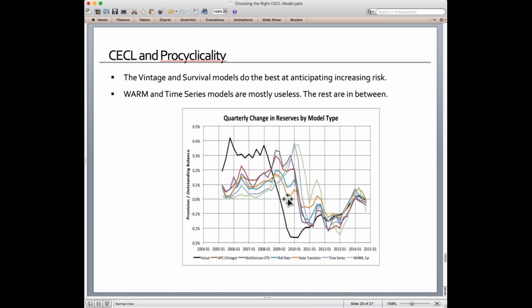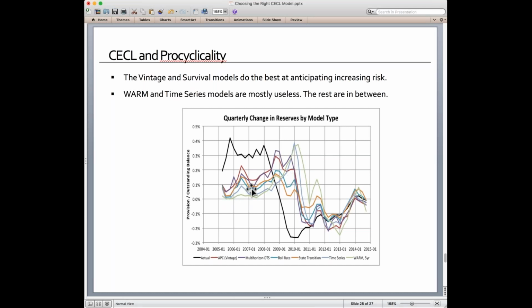The time series model is telling you that you can't predict the economic cycle, but the vintage model and the survival model are telling you that you can measure the credit cycle. And so that's where you have to ask, how much is it worth to you? Basically, I would say warm and time series are so bad they're almost useless. I would use them only if I had no other choice. One of the other models gives you some early warning.